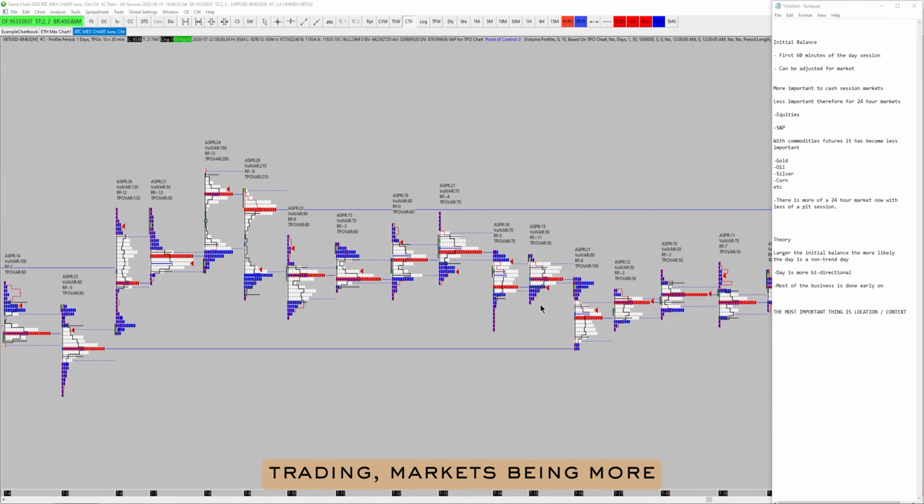Now with computerized trading, markets being more around the clock, the idea of the initial balance has sort of lost merit or value. The theory is that the larger the initial balance, the more likely that the day is a non-trend day. The idea is that most of the business is being done earlier in the day. The day is going to be more bidirectional after that. All right, more likely to range, more likely to be balanced.